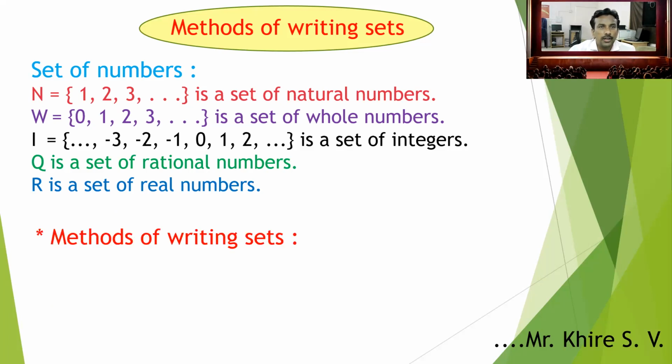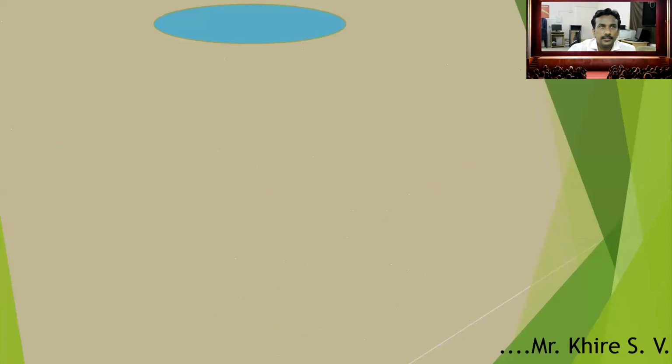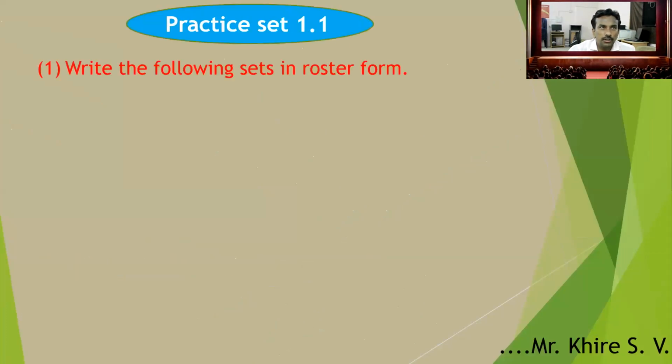Now, methods of writing sets. There are two methods of writing sets. The first method is the listing method, that is also called the roster method. And the second method is the rule method or set builder form. Now we will see examples in practice set 1.1.